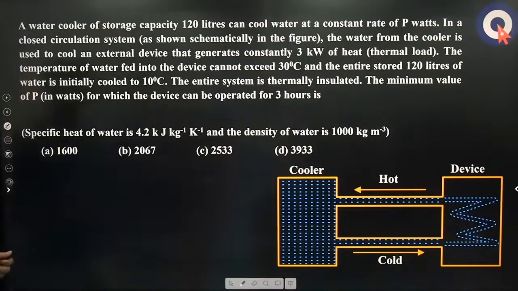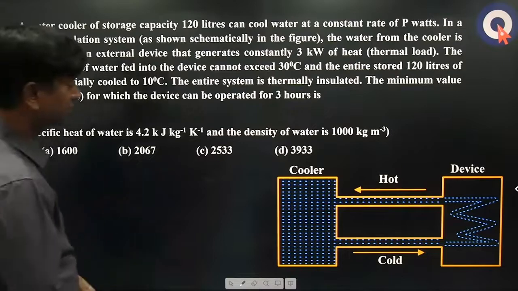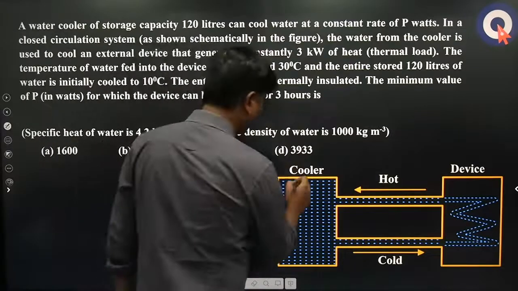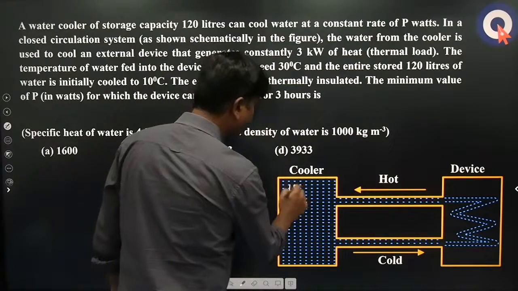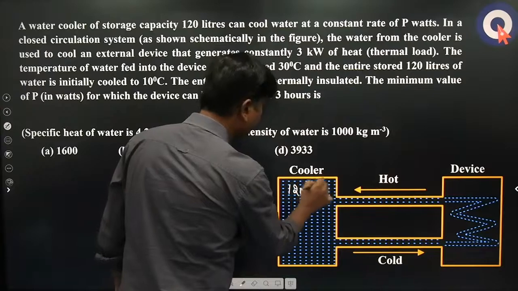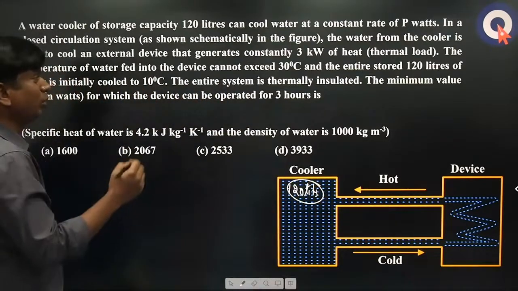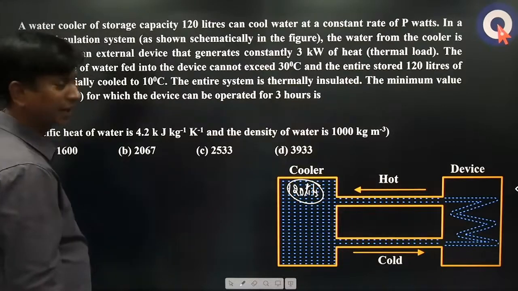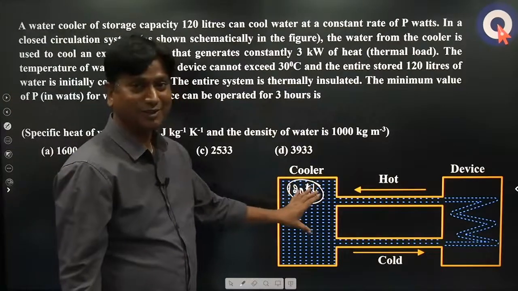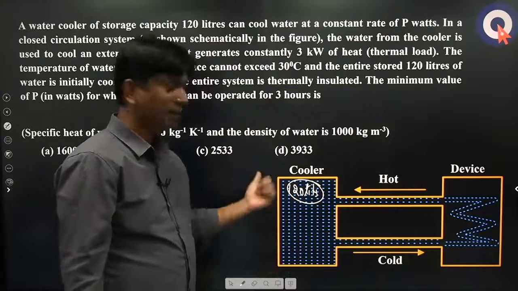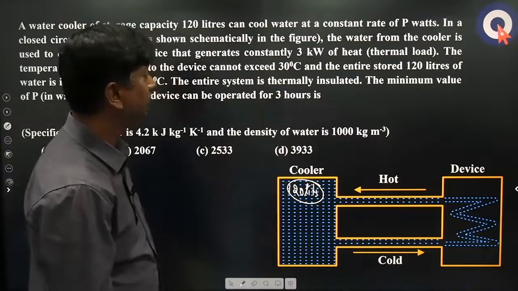A water cooler of storage capacity 120 liters. So this is a water cooler, and in total it is having a storage of 120 liters. It can cool the water at a constant rate of P watts. So this means it can take out heat at a constant rate of P watts.